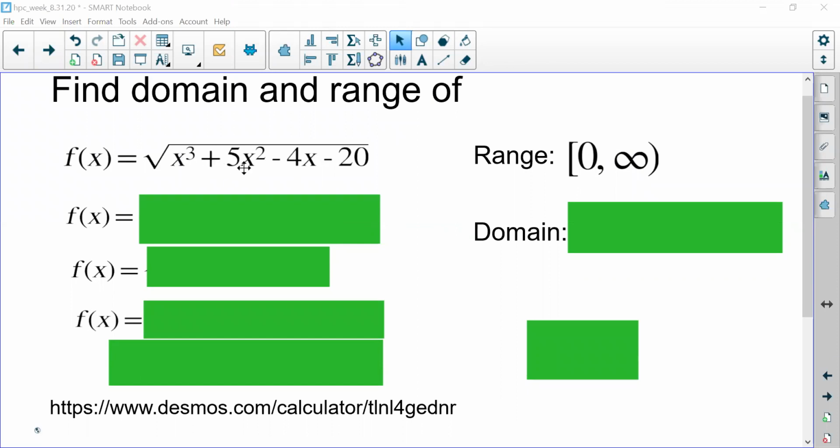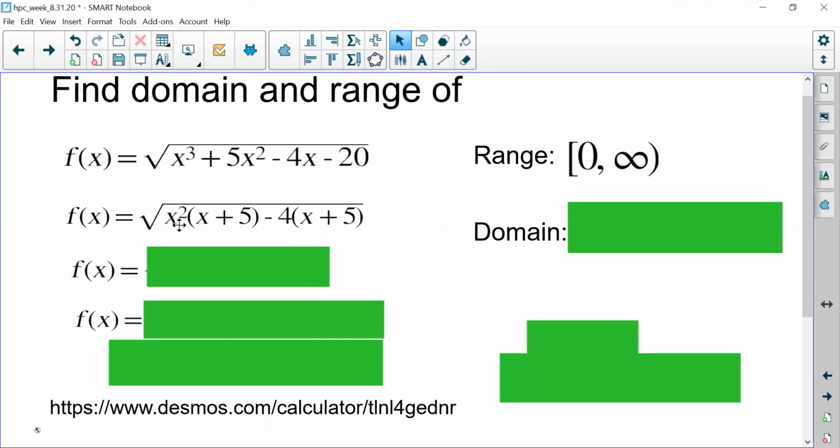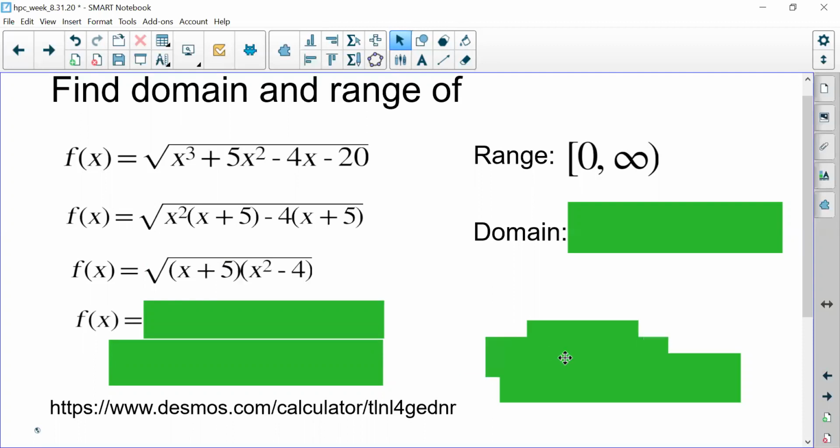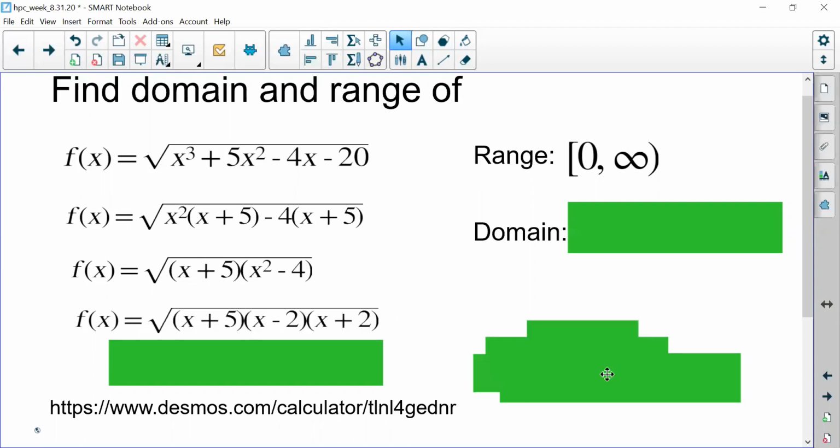These two have an x squared in common. These two have a -4 in common. So I factor those out. Now, this group on the left and this group on the right both have an x plus 5 in common. So I factor that out. And I'm left with 2 factors, x plus 5 and x squared minus 4. But wait, x squared minus 4 is a difference of squares. So that factors into x minus 2 times x plus 2.